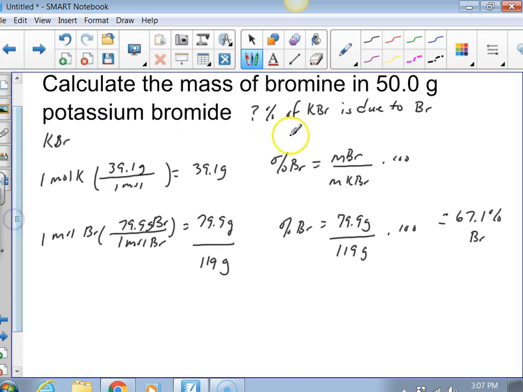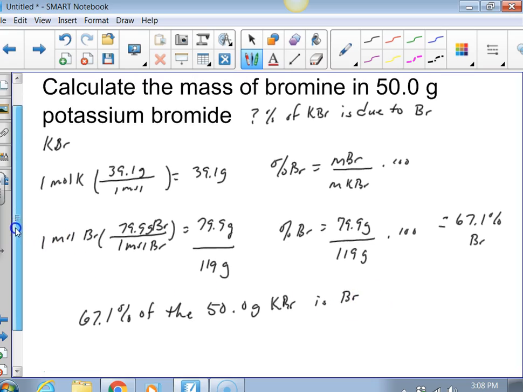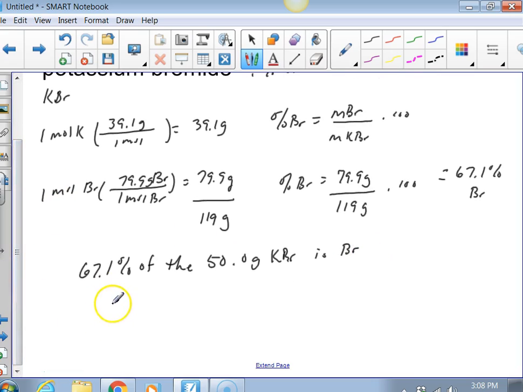Okay, so here's the way we would put this problem. We have a 50-gram sample of potassium bromide. 67.1% of the 50 grams of KBr is bromine by mass. So if we want to know the mass of bromine, then all we have to do is take 67.1% of 50 grams.